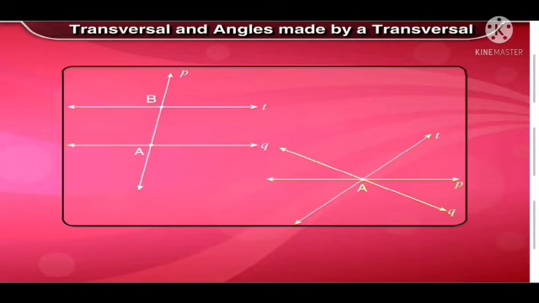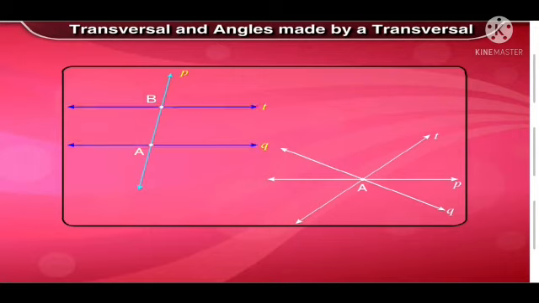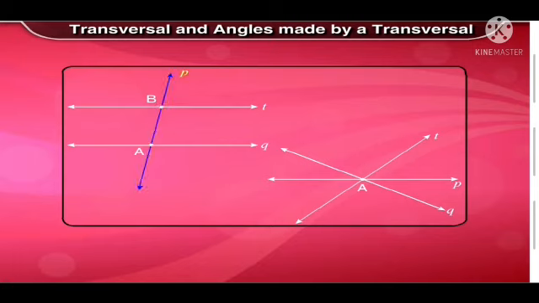Now you observe this figure. Look at the first figure. Line B intersects line D and Q in two distinct points. Therefore, line B is the transversal of D and Q.